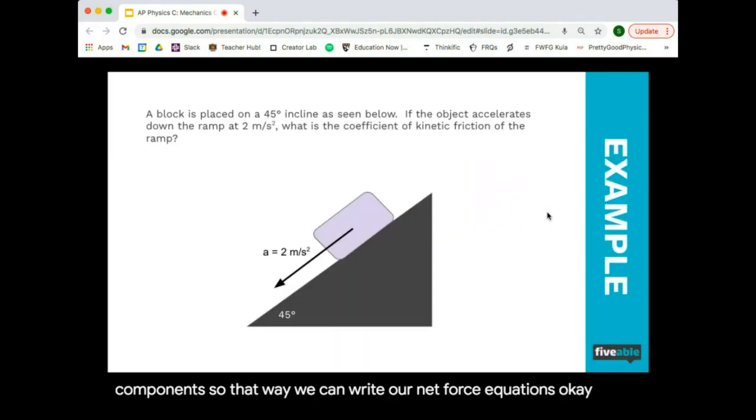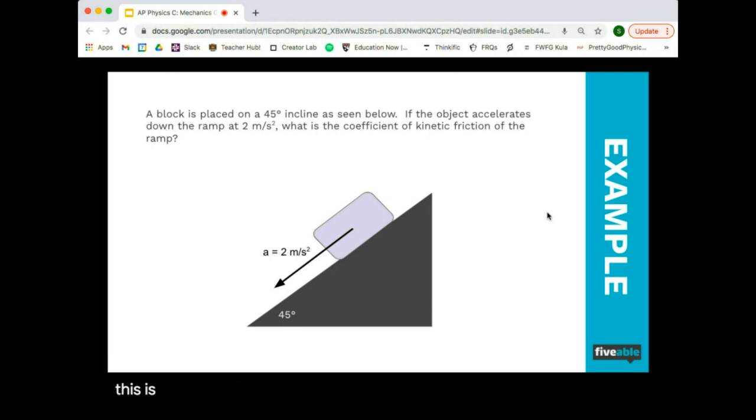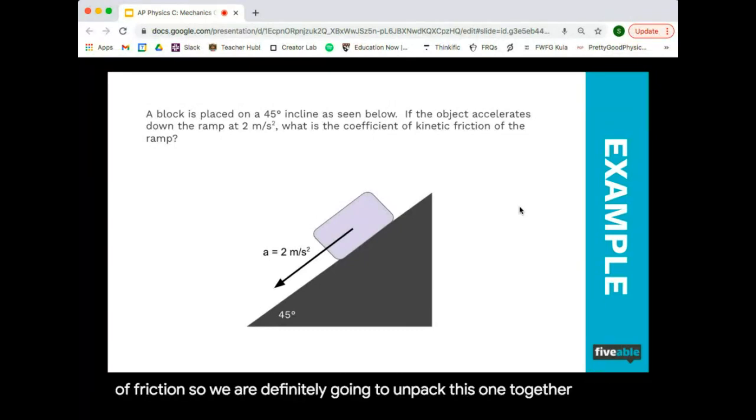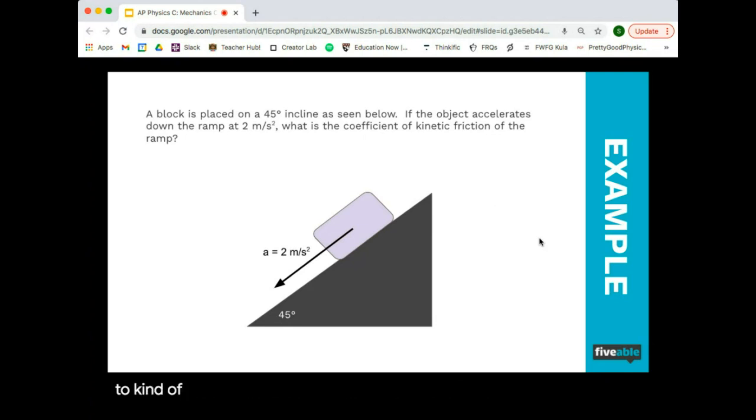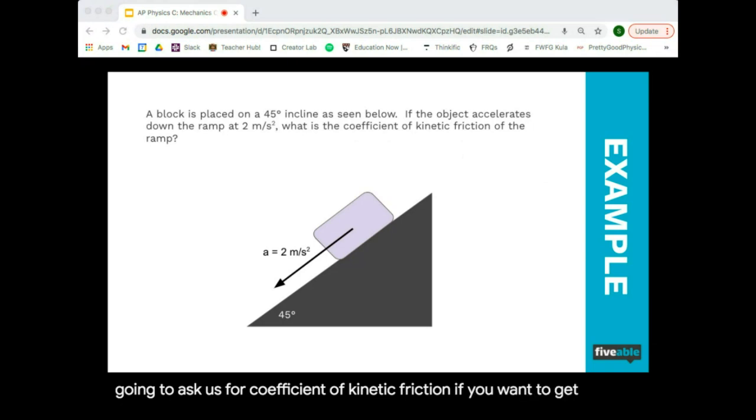Okay, so this is a big question. There's a lot of steps here to get to coefficient of friction, so we are definitely going to unpack this one together. I wanted to go stepwise through it. Even though eventually it's going to ask us for the coefficient of kinetic friction, if you want to get there, great. But the poll question is going to be earlier than that. The poll question here is just going to ask you first to write the net force equations in each direction.